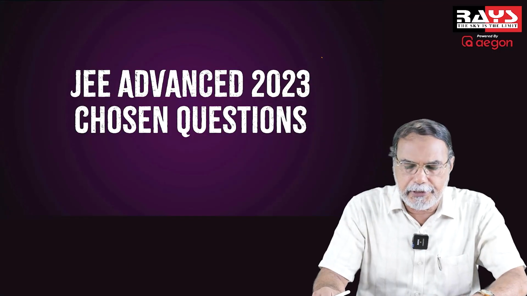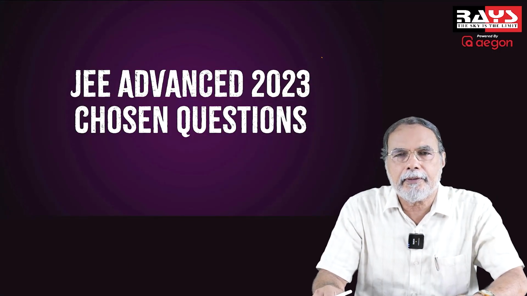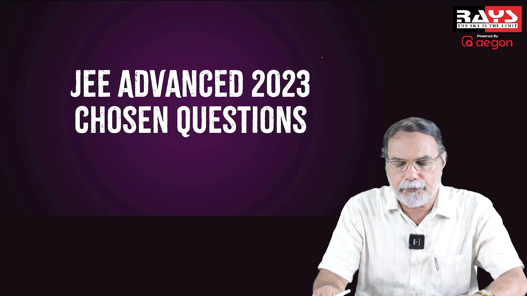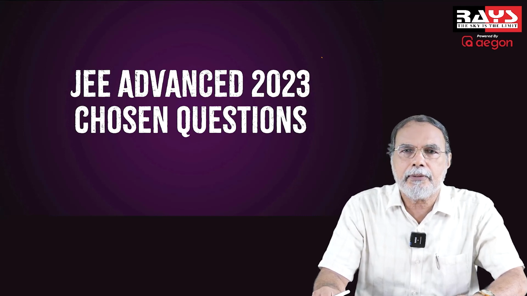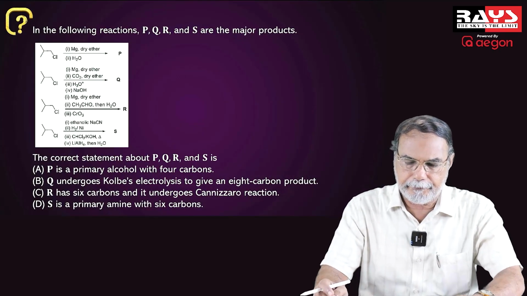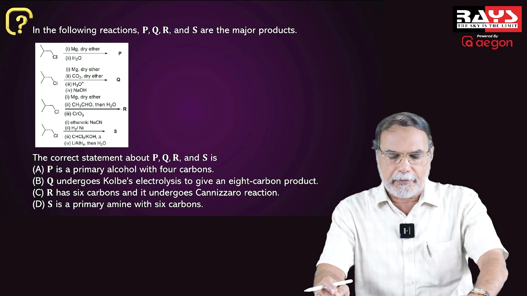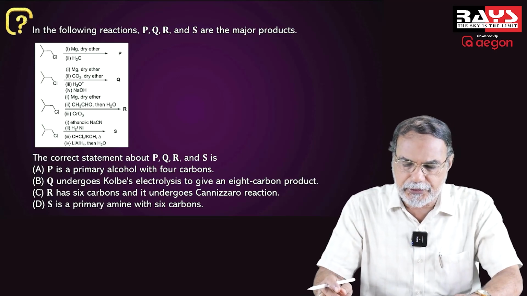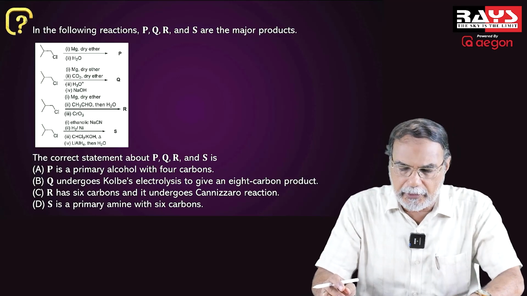Welcome to this discussion of JEE Advanced question papers of previous years. Now let us have a question from paper 2 of JEE Advanced 2023. This is a question: in the following reactions, P, Q, R and S are the major products.